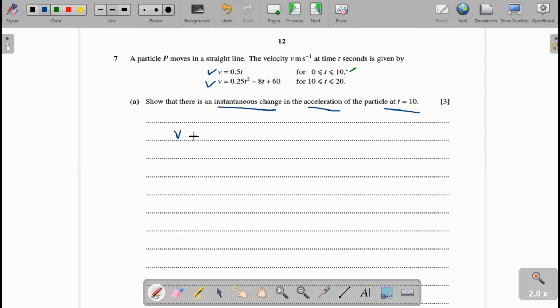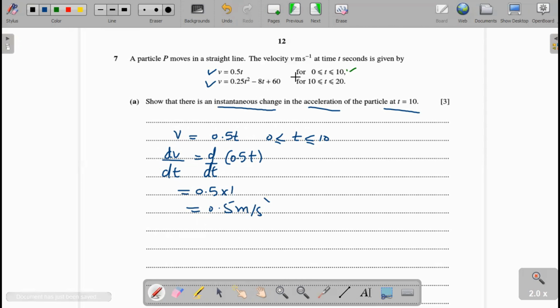Now with v equal to 0.5t, for the interval t equal to 0 to 10, take the derivative on both sides, dv over dt equals d over dt of 0.5t. We get 0.5 into 1, that is equal to 0.5 meter per second square, and the acceleration is constant for the whole interval. Therefore, for t equal to 10, the acceleration will be equal to 0.5 meter per second square.